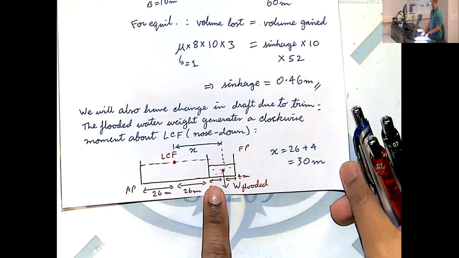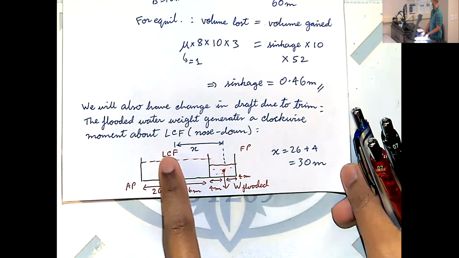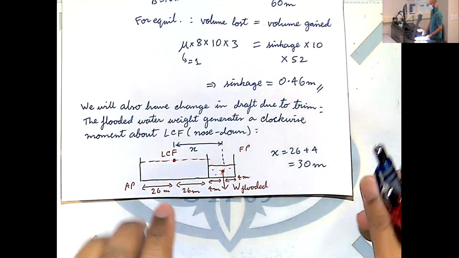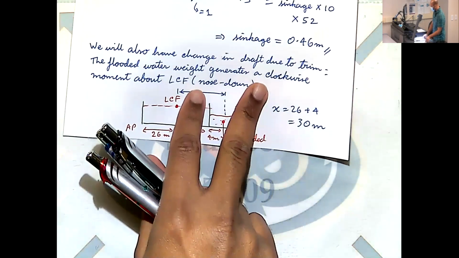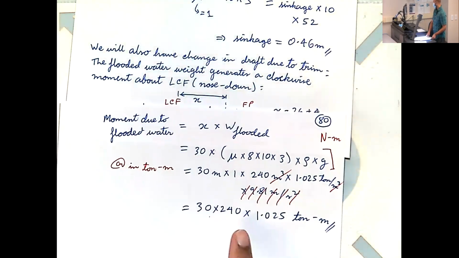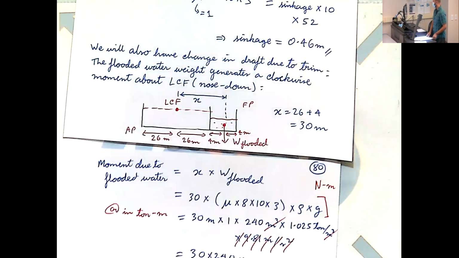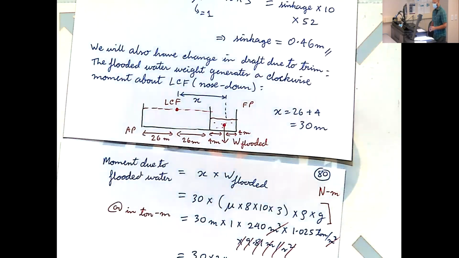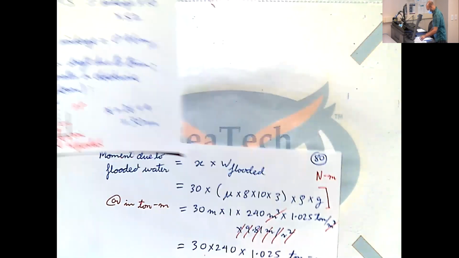And that's what we were trying to figure out. How much moment? Moment arm times the weight of the water that enters. That's where we had stopped. So this much total moment. Once we know the moment being applied, we can figure out the trim. Once we know the trim, we can figure out aft trim and forward trim. So that's what we will do.